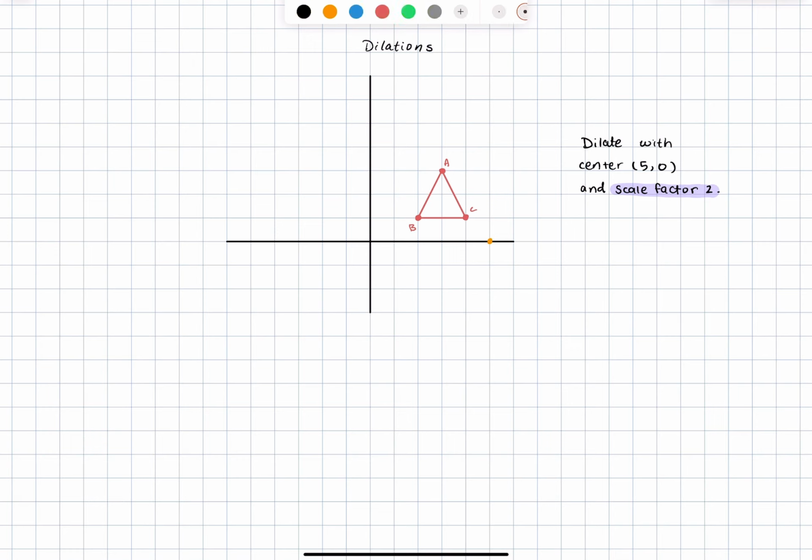So dilating means we're just going to make this shape bigger than it is. We're going to project it on this two-dimensional graph as we make it bigger. So with the center 5, 0, that means we take the center and draw lines to each point on the graph. I'm going to use the color gray from the center to point C, to A, and finally to B.